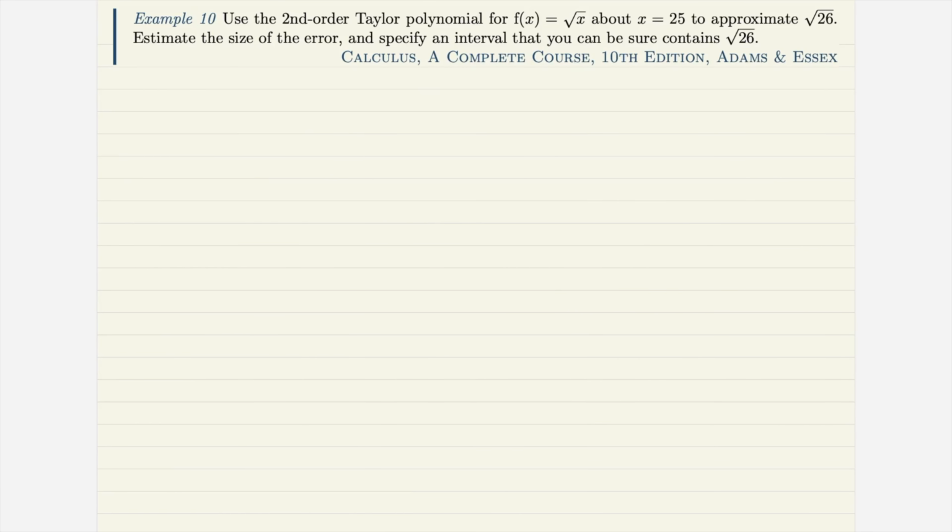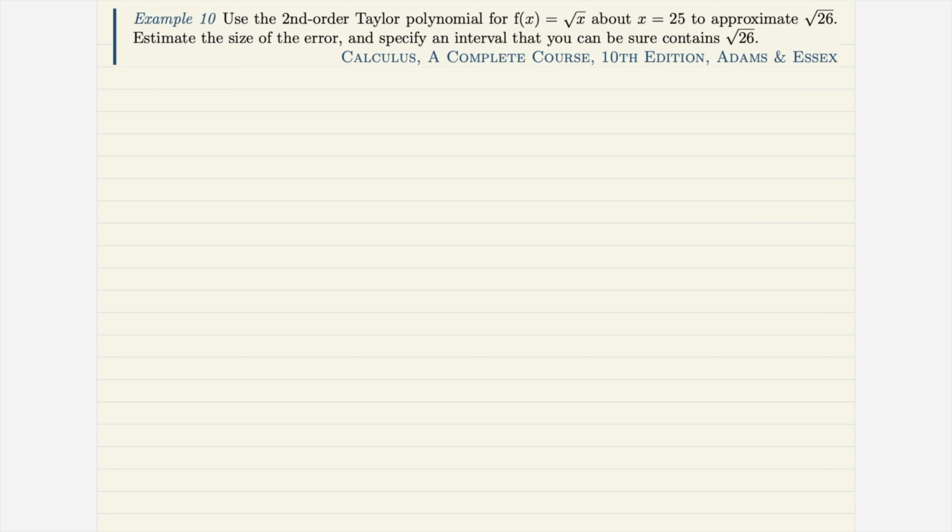Now let us solve one example to see how Taylor's formula works in practice. This is example 10 in lecture notes. Use the second order Taylor polynomial for f of x equals square root of x about x equals 25 to approximate square root of 26. Estimate the size of the error, so that's the power of Taylor's formula, and specify an interval that you can be sure contains the square root of 26.